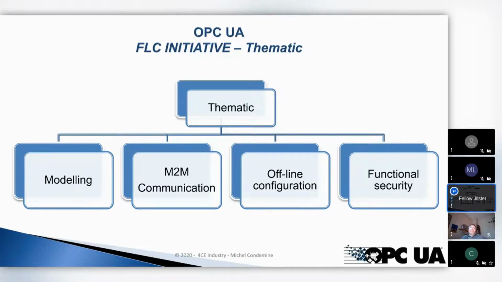I continue. So the FLC initiative is, let's say, 4 thematics. It's how to enhance OPC UA, what we have to add to existing OPC UA for modeling, and what kind of models we have to create for FLC for embedded systems, for brownfield communication. So it's M2M. It's a very important topic. Every topic at the same time, for sure. We target the offline configuration and the functional safety of an installation.